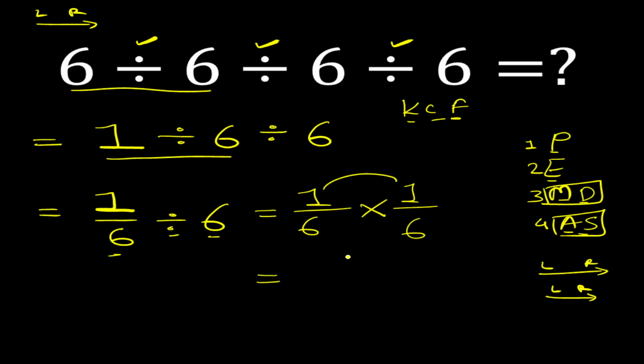Now 1 times 1 is equal to 1, and 6 times 6 is equal to 36. So the correct answer is 1 upon 36, right?